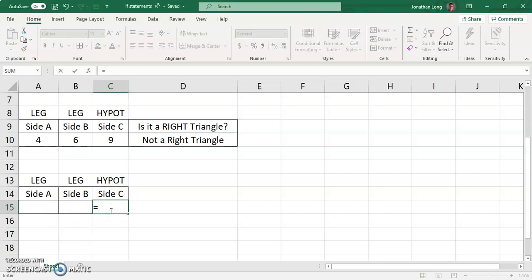I'm going to start off with equals. And what we need to do is square root that final answer. So I'm actually going to kind of work backwards with this. I'm going to set up my square root first. Square root, it's been a long time since we've done it. SQRT. Parentheses. What are we square rooting? Well, we're square rooting the two side lengths that we squared and added up. So let's now build that part in.